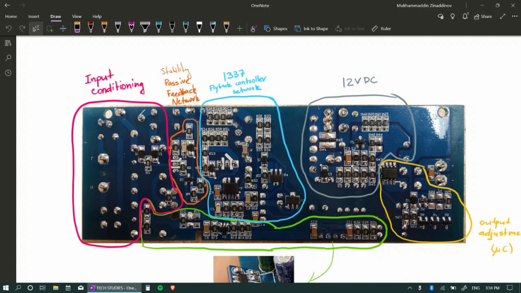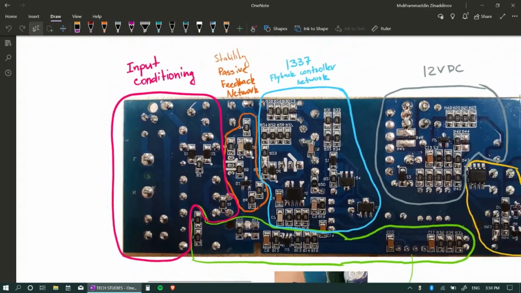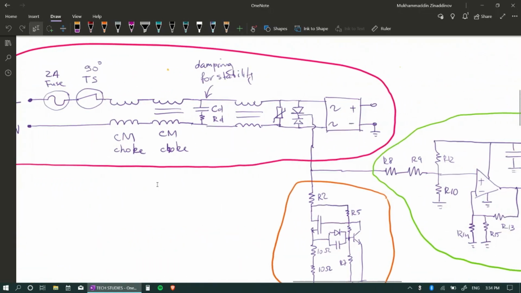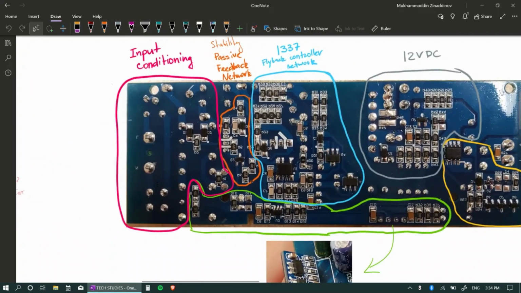So here we have an input conditioning first stage, right? This is basically to input our AC signal. We have two chokes on the other side. We have two chokes for common mode signal rejection. That is basically for the EMI compatibility, or EMC, I think, electromagnetic compatibility. And we'll talk about those more in detail later, because I also wrote down the schematic here by following the traces. And we have the first stage there.